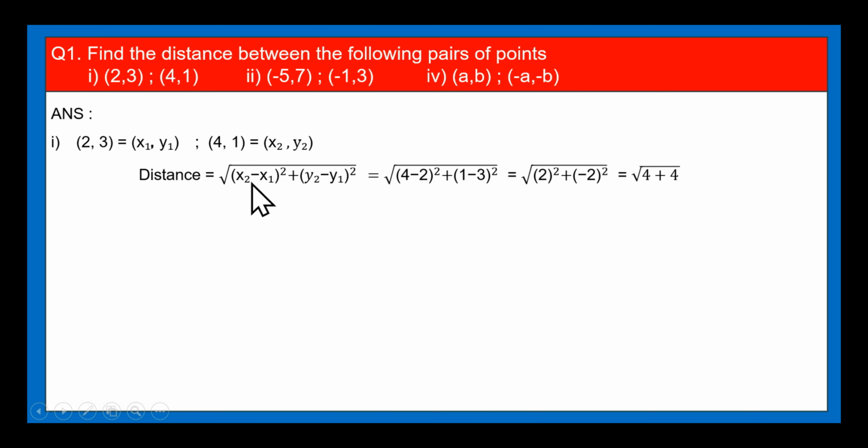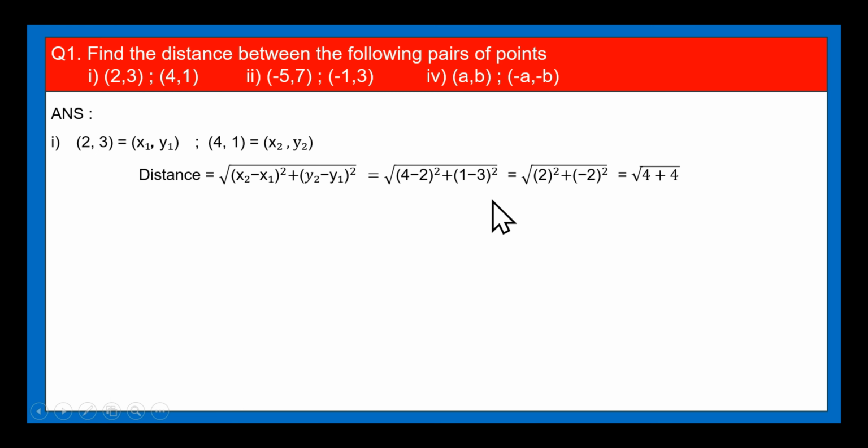This is root over, let us substitute the x1, y1 and x2, y2 values. x1, y1 are the coordinates of the first point. x2, y2 are the coordinates of the second point. Therefore, this is equal to, x2 is equal to 4. Therefore, this is 4 minus x1 value, which is 2. 4 minus 2 whole square plus y2 minus y1. y2 is 1 and y1 is 3. Therefore, y2 minus y1 means 1 minus 3. 1 minus 3 whole square.